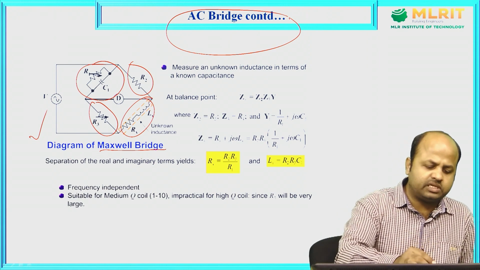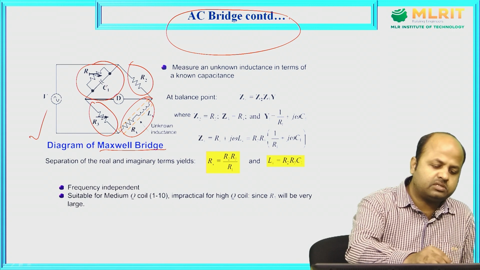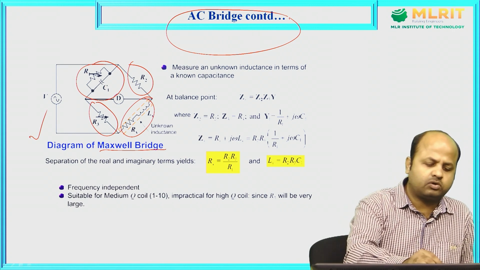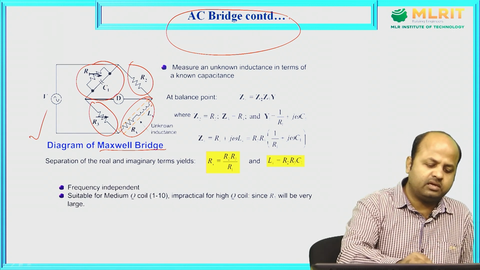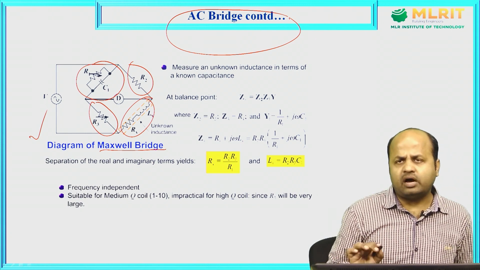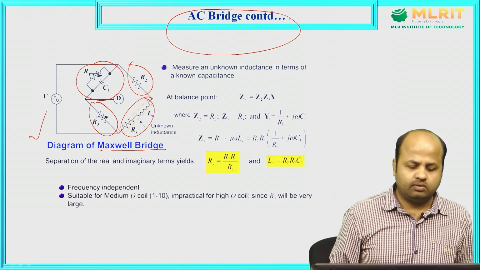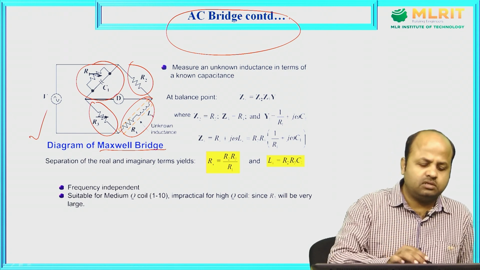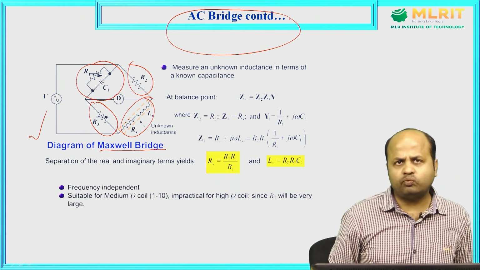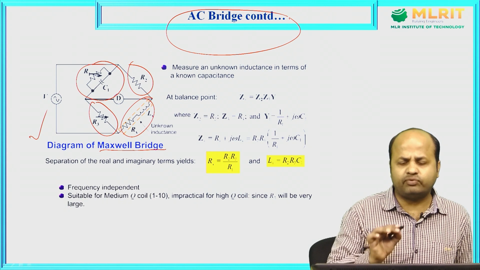So here we can see that in Maxwell bridge, which is a type of AC bridge, R1 is connected parallel to C1, then R2, R3, and on the other side we have RX and LX. RX and LX are the unknown resistance and unknown inductance of a coil. So Maxwell bridge is basically used to find the unknown inductance and unknown resistance of a coil.